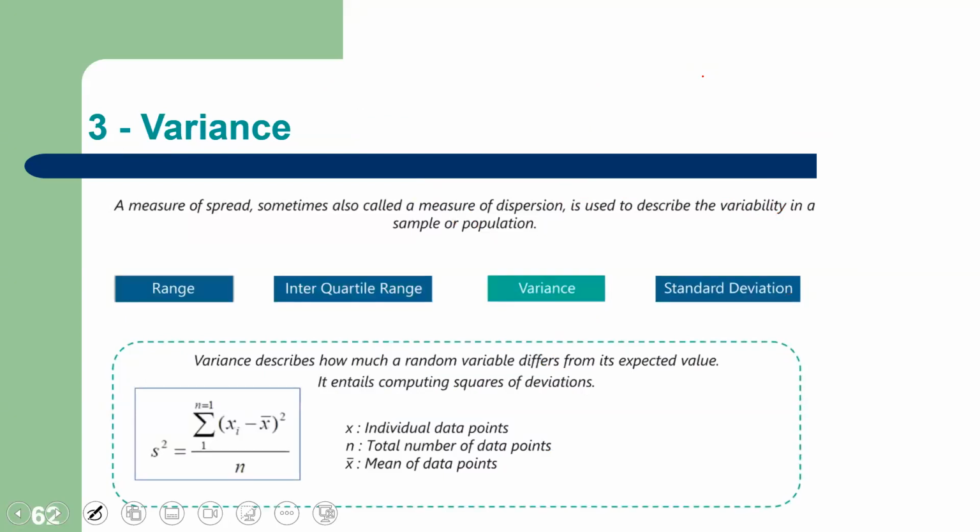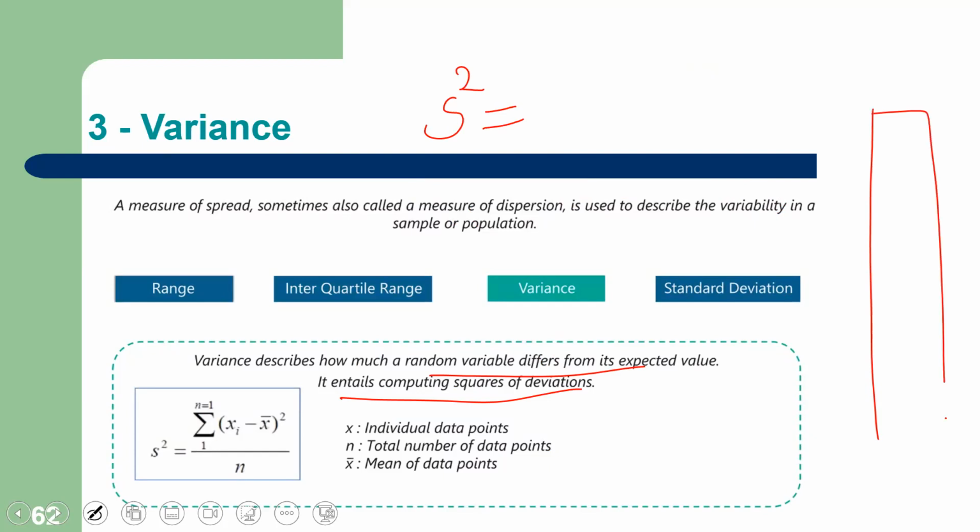Okay, so let's get into the variance. As you know, variance describes how much a random variable differs from the expected value, and the expected value is nothing but your mean. This is how we calculate it. So how do you calculate the variance? Variance is nothing but S square. Initially, if this is my attribute and this is my xi, where i equals 1, 2 up to n, now what will I do?